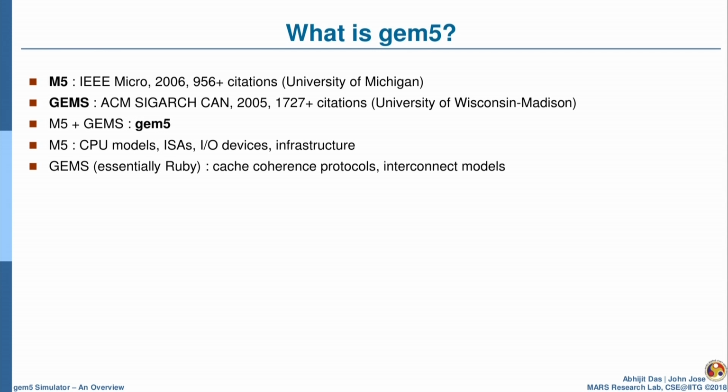GEM5 uses the CPU models, instruction set architectures, I/O devices and other infrastructures from the M5 simulator, and the Ruby memory module, including cache coherence protocols and interconnect models, from the GEMS simulator. And in no time, GEM5 became one of the most popular computer architecture simulators. The popularity of GEM5 can be gauged from the fact that it has around 2500 citations.